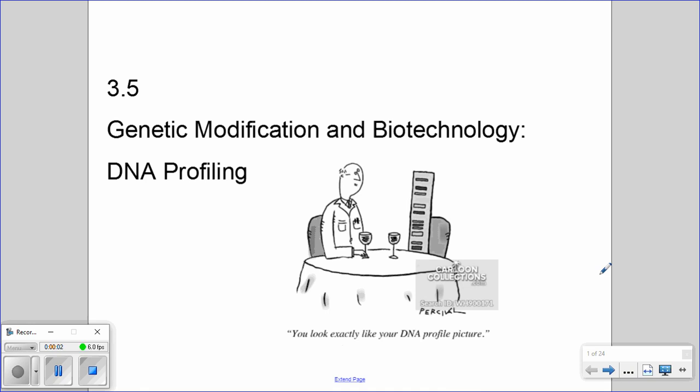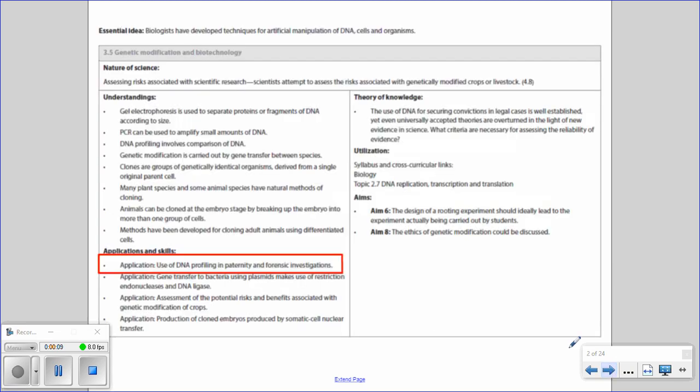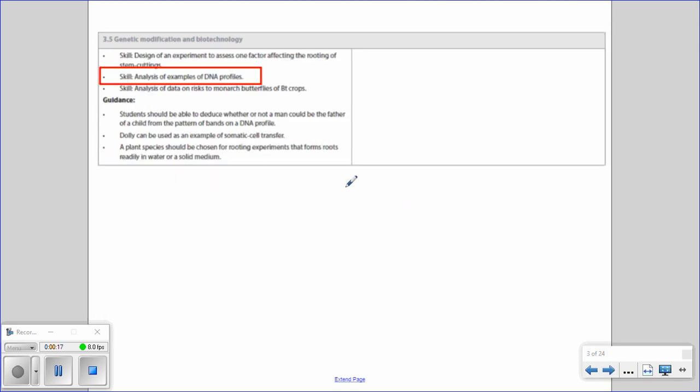This video will go through DNA profiling in subtopic 3.5, genetic modification and biotechnology. In this video, the specific application that we'll talk about is the use of DNA profiling in paternity and forensic investigations. And the skill that this will allow is the analysis of examples of DNA profiles.